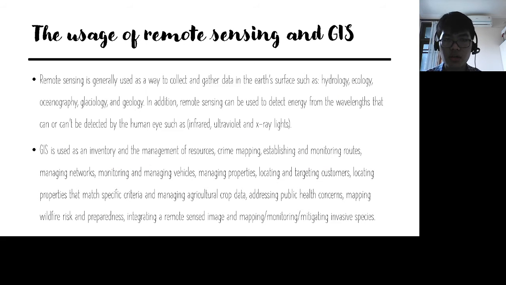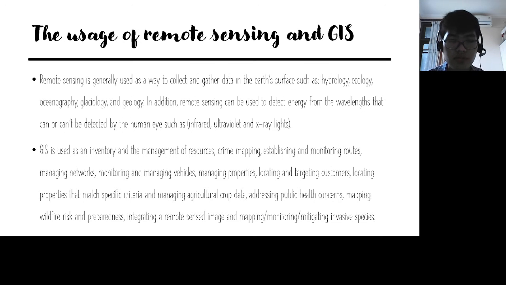The usage of remote sensing and GIS. Remote sensing is generally used as a way to collect and gather data on the Earth's surface, such as hydrology, ecology, oceanography, glaciology, and geology. In addition, remote sensing can be used to detect energy from wavelengths that can or can't be detected by the human eye, such as infrared, ultraviolet, and X-ray lights.